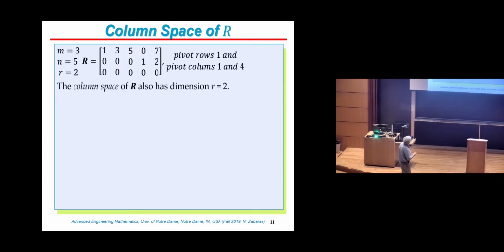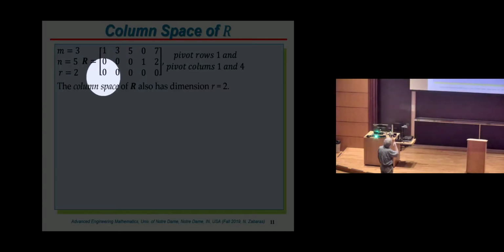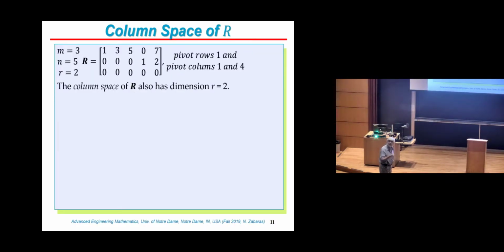So if somebody asks you what the basis of the column space of R is, what are you going to say, looking at that matrix? What is the basis for the column space of R? We're looking at the columns, okay? So 1, 0, 0 and 0, 1, 0, you said? Yeah, that's it. Okay? But that's the column space of R.